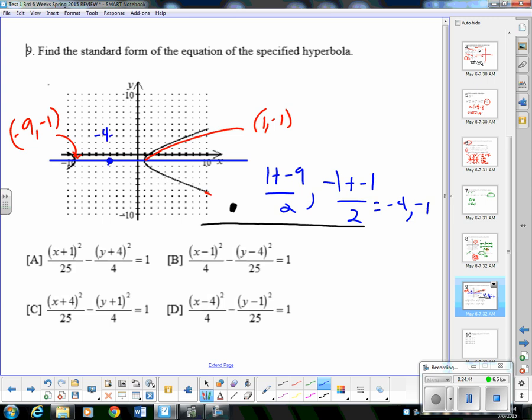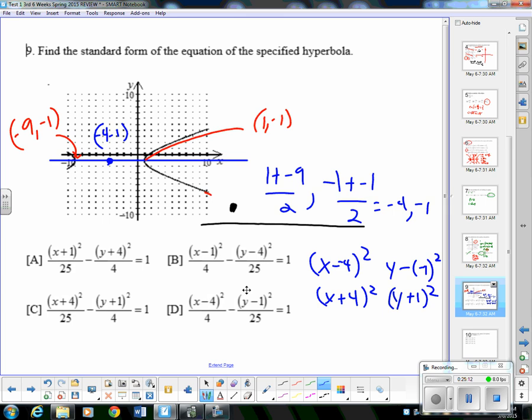-4, -1 is my center, which means that I know my hyperbola must have x minus -4 squared and y minus -1 squared. So in other words, I should have x plus 4 squared and y plus 1 squared. Now, whether one is first or the other, we'll figure that out in a second.